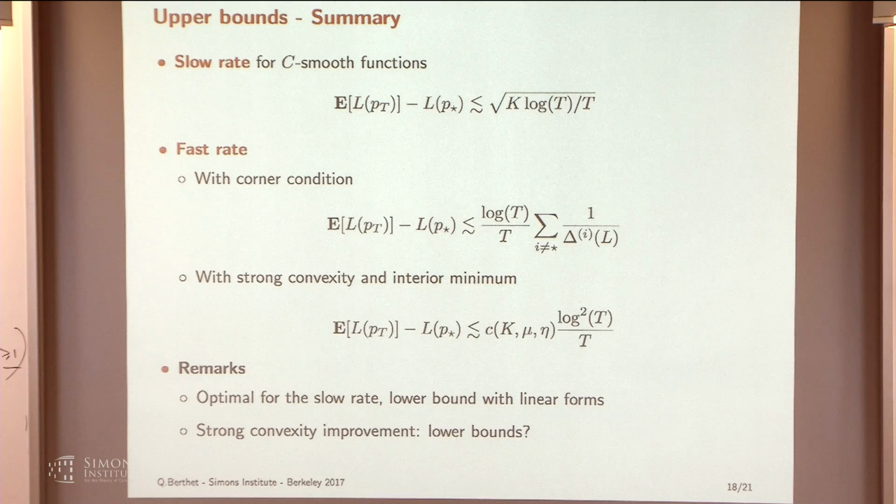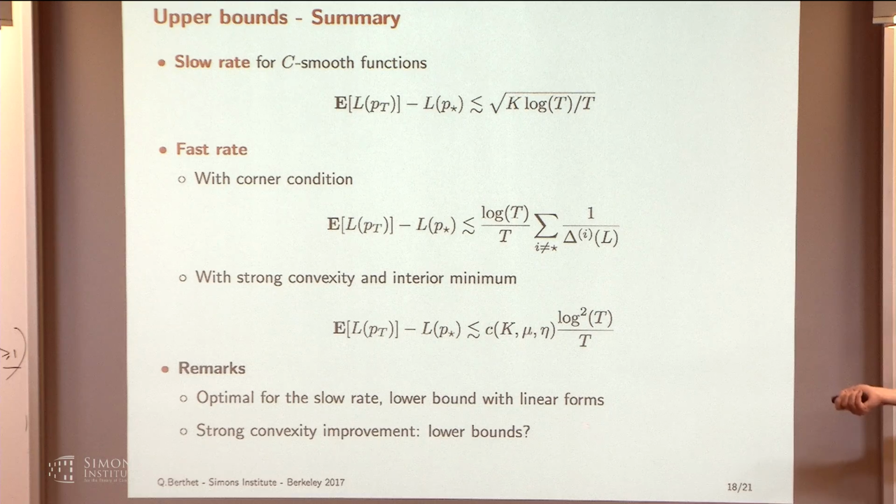So the summary is that in general, for only C-smooth functions, these are the results that you get. If you make an additional assumption, either a corner condition or, which is a little bit more suited to our setting, a strong convexity with interior minimum assumption, you can get faster rates. In the first case, this is optimal up to log terms with linear forms, and in this case as well.